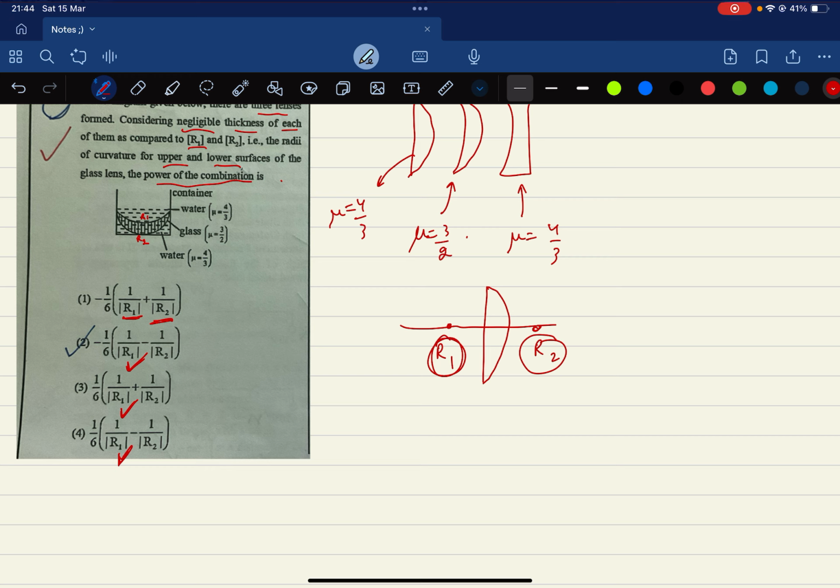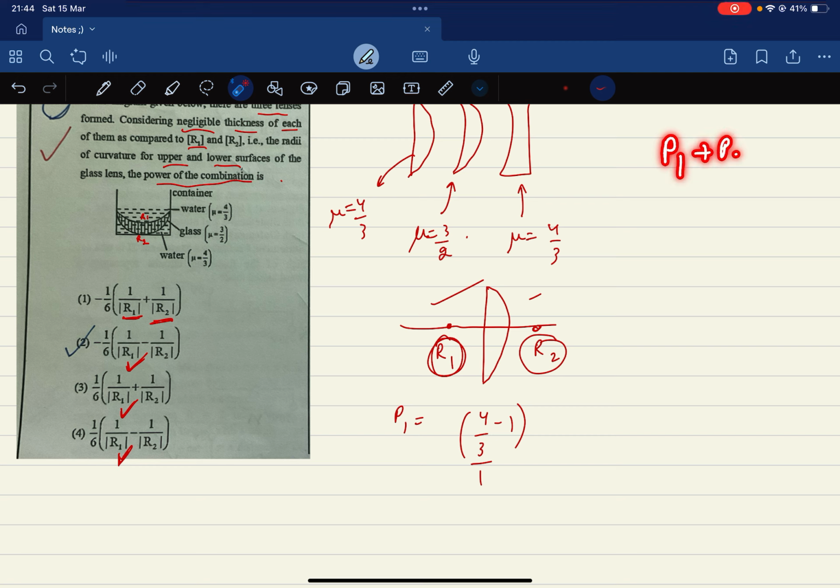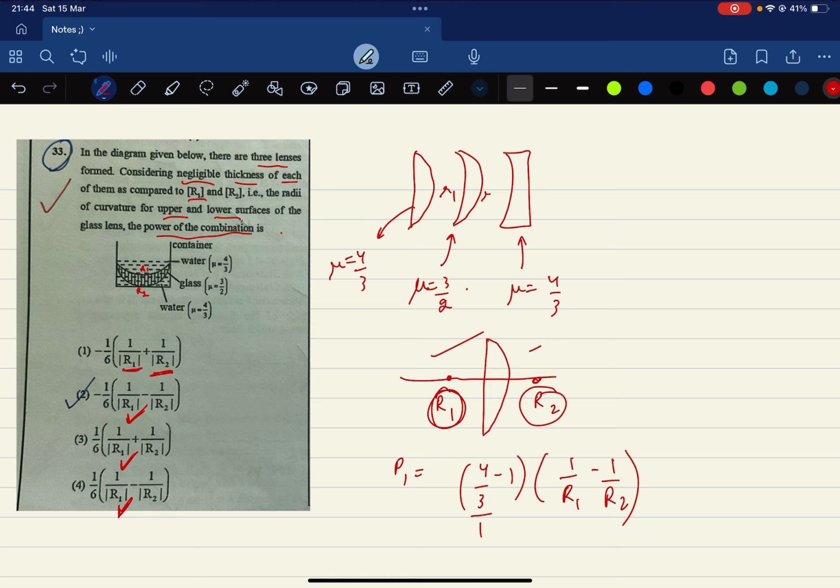So first of all, P1 is mu, which is 4/3 minus 1 divided by 1, because I've considered it as an air pocket. And I'm going to combine all these lenses and use the formula that when lenses are very close, power is added algebraically. So 1 by R1 minus 1 by R2. Consider this as R1, this as R2. So this will also be R2 and this will also be R1.